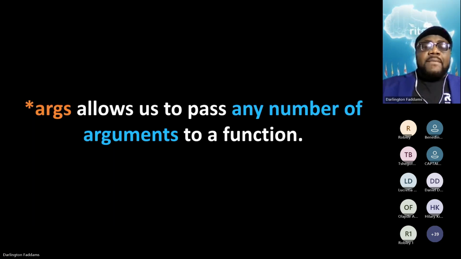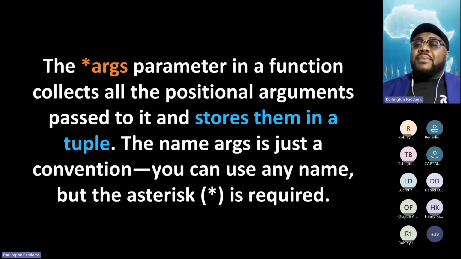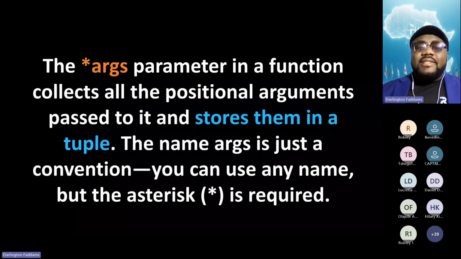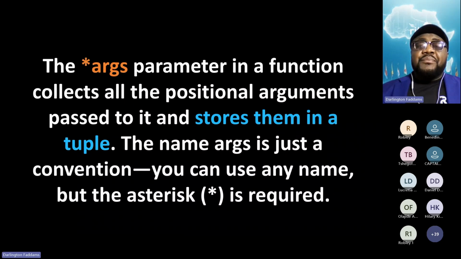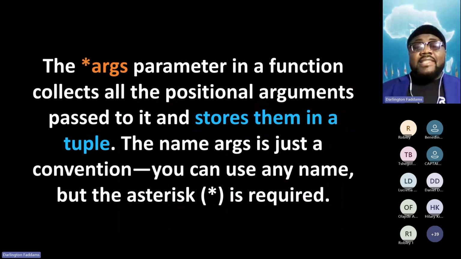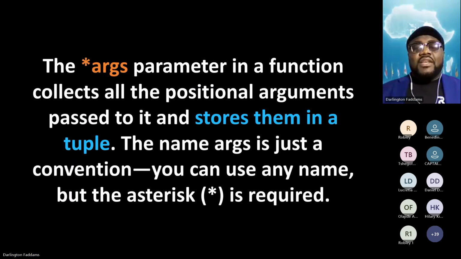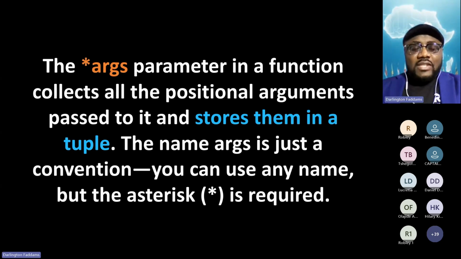Now, the star args parameter in a function collects all positional arguments passed to it and stores them in a tuple. Okay, so what this means is that anytime you use star args, you have defined a function with an instruction not to limit the arguments.